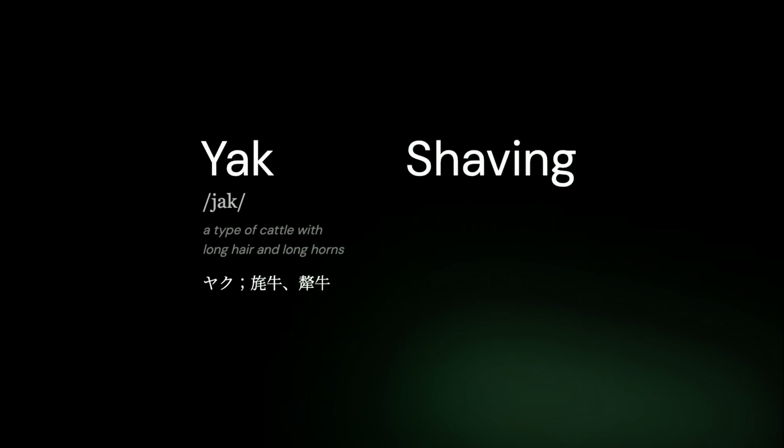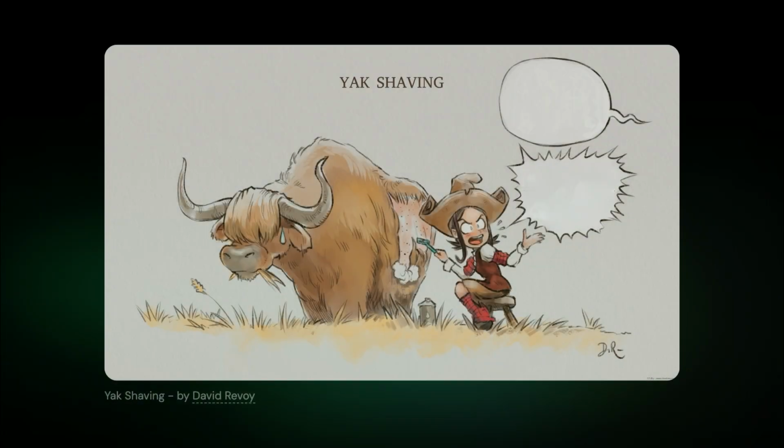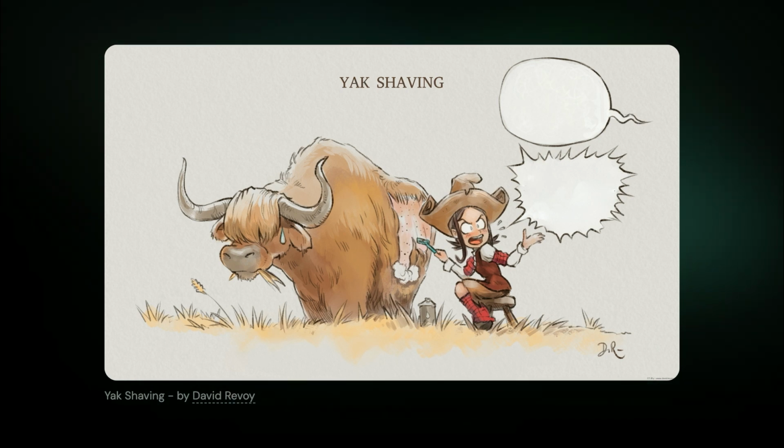So what is yak shaving? It seems to be pretty random, right? So let's break it down and see how it's explained. If you look up the dictionary, yak is a type of cattle that has long hair and long horns. I don't know how to pronounce the kanji in Japanese though. And shaving means removing hair from the body. Combining those two together, it still doesn't make sense. It doesn't explain that much. And here is the illustration by David that gives you the impression of what yak shaving means literally. I hope I didn't make you more confused.